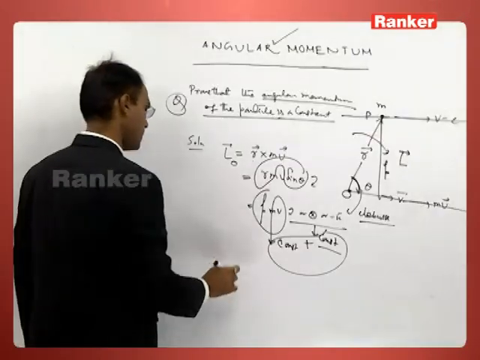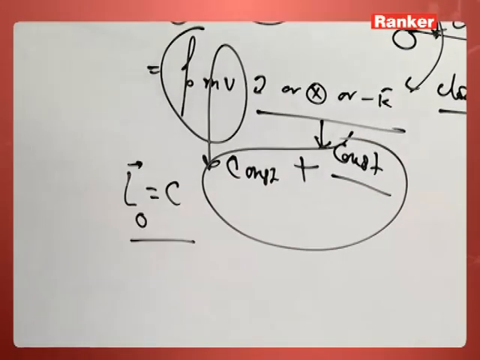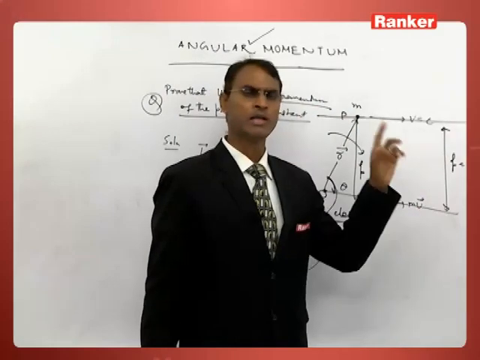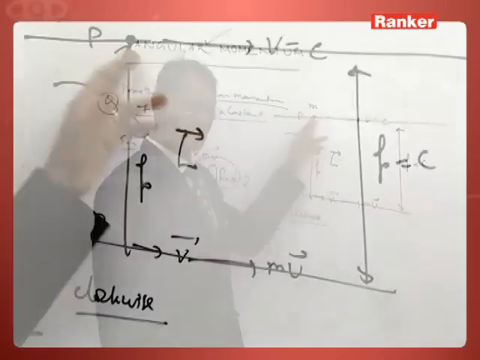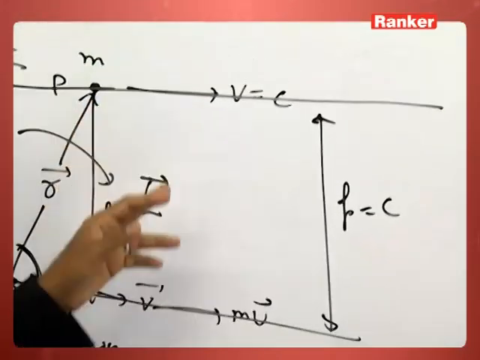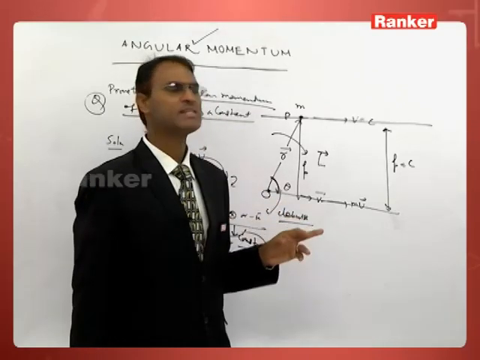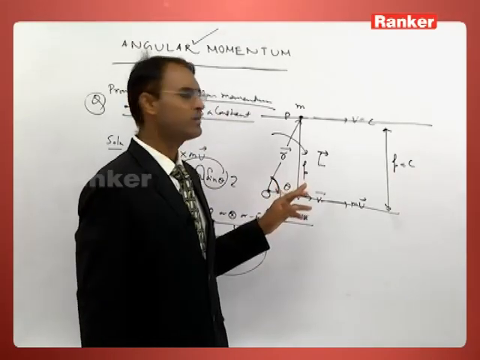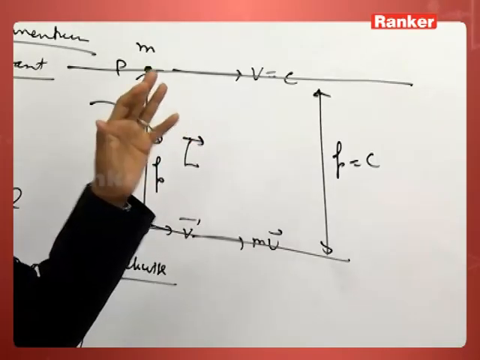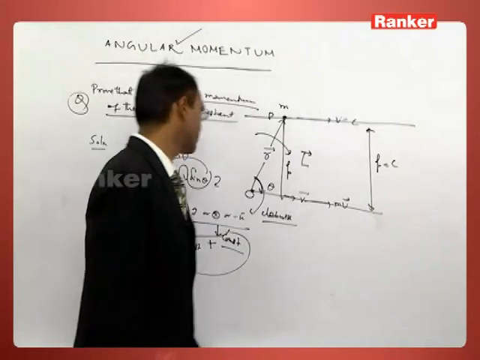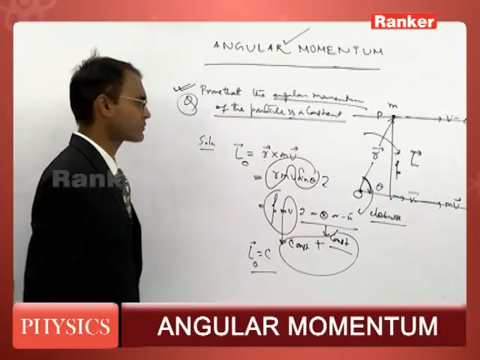L vector is constant. When a particle moves with constant velocity about any reference point, inertial reference point, that point may move with constant velocity or that point may be stationary. About any inertial reference point, the angular momentum of the particle is a constant vector or constant quantity. You can use it as a theorem also.